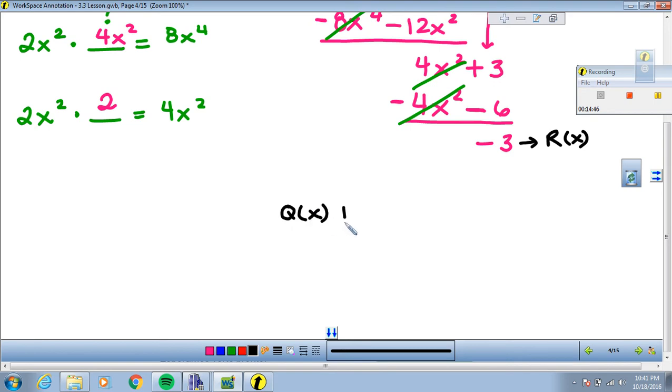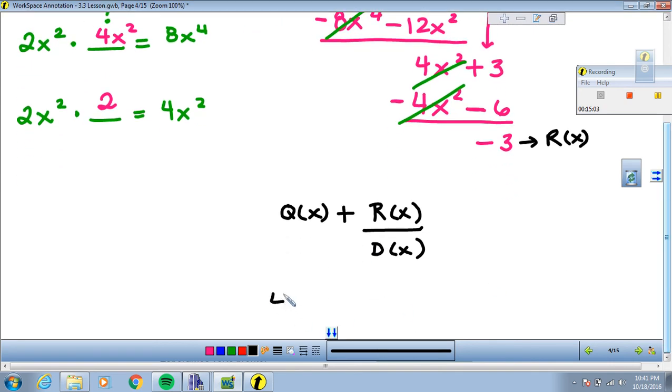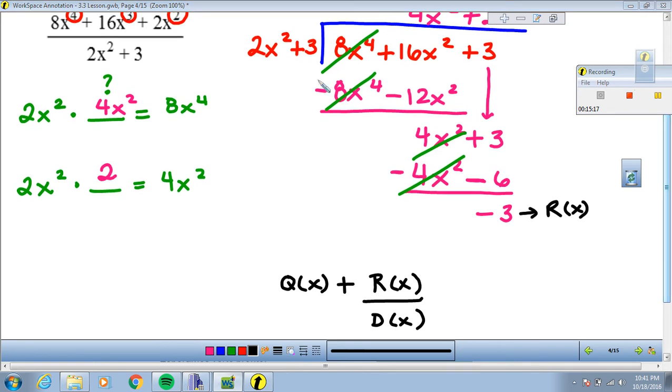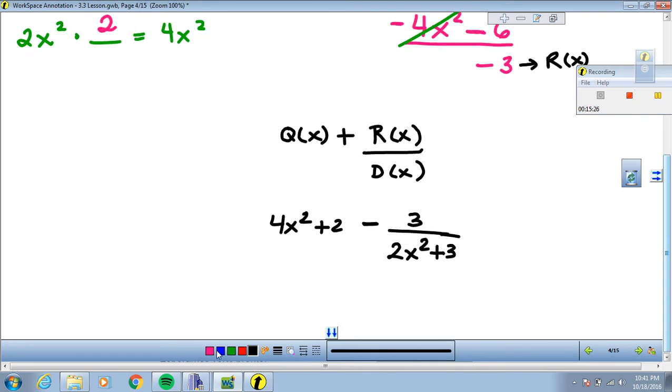You're going to write quotient plus remainder over the divisor. So this should be in our case 4x squared plus 2. Now, plus the remainder, but if the remainder is negative, then you're going to put minus 3, that's the remainder. The divisor is whatever you are dividing by. You're dividing by 2x squared plus 3. So you're going to put 2x squared plus 3 as a fraction, like this, 3 over this. And that's what the answer is.